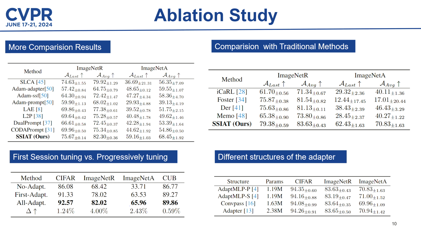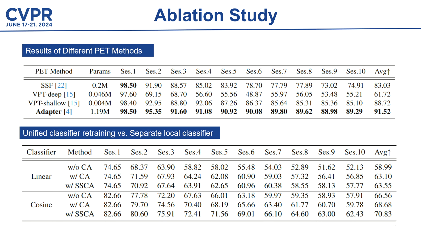As shown in the lower left table, by continuously fine-tuning the adapter, the backbone exhibits stronger representability compared to only tuning in the first session. The performance differences among adapter structures are minimal in the context of CIL, shown in the lower right table. From the upper table, it can be observed that the pre-trained model with an adapter achieves the best performance in terms of both the last session accuracy and average accuracy. From the lower table, it can be observed that retraining the classifier with semantic shift estimation enhances the CIL performance.